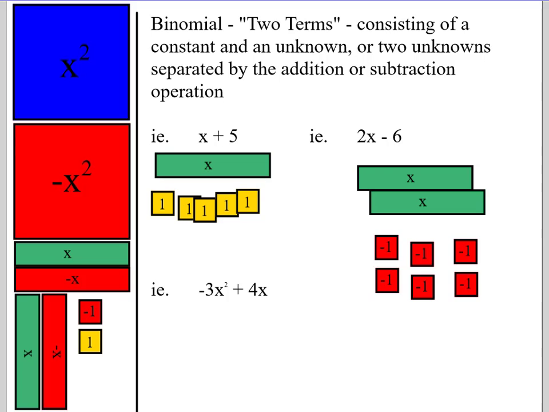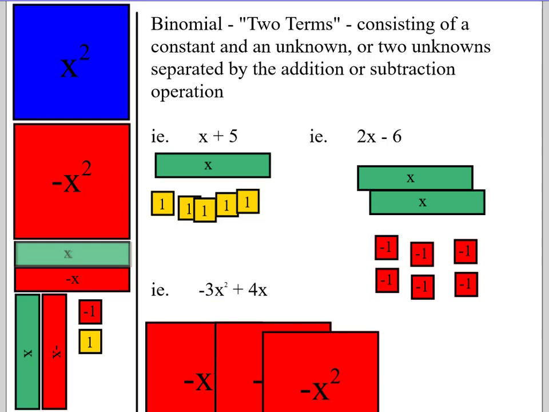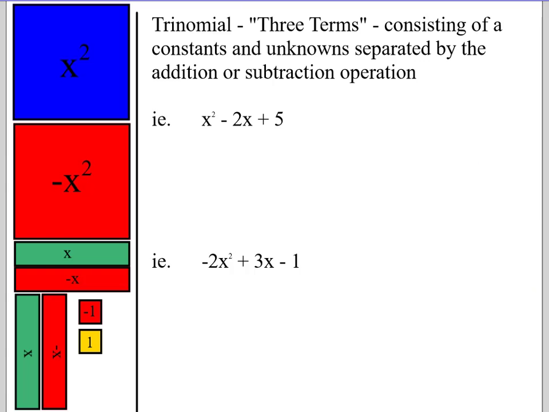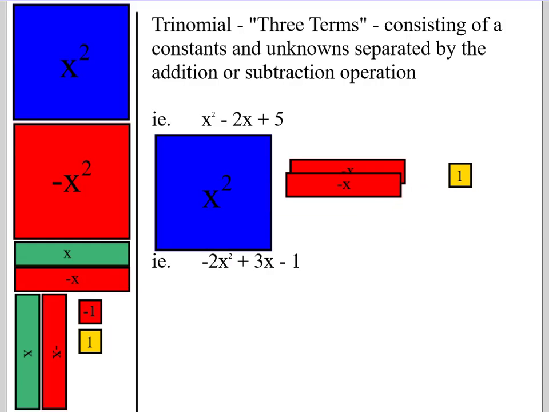And then lastly, negative 3x squared and plus 4x. 2 separate shapes, 2 separate colors. I might have just put those off my screen here. There they are. Okay, so that's a binomial. And then lastly, a trinomial is 3 terms. So you can see there's an x squared. There's the negative 2x, different shape, different color. And there's my 1s. Should probably use a number smaller than 5 to make this dragging a little faster. 3 different shapes, 3 different colors.